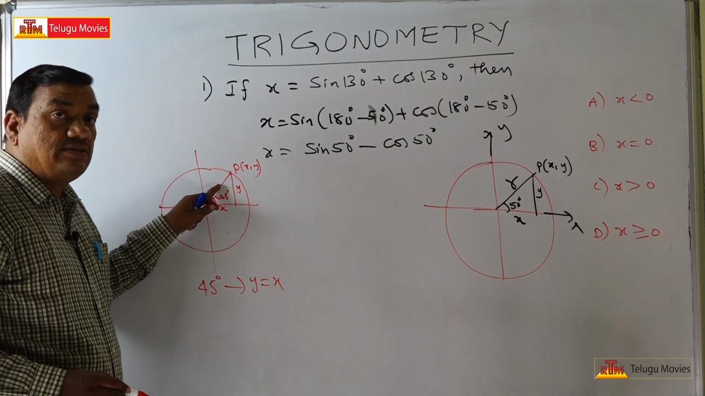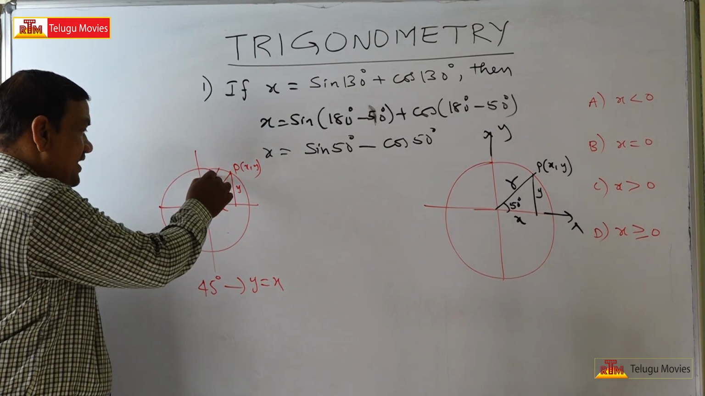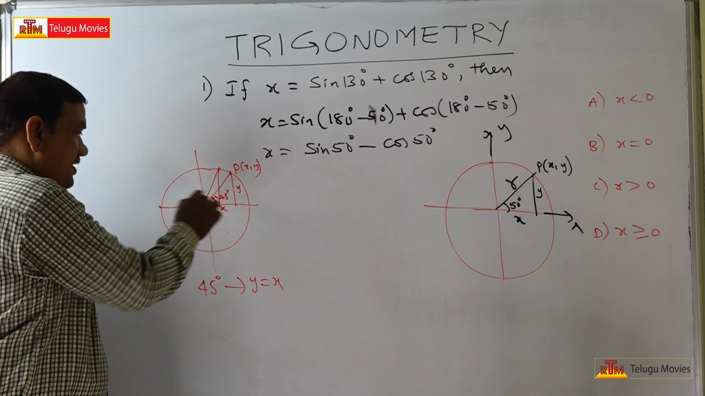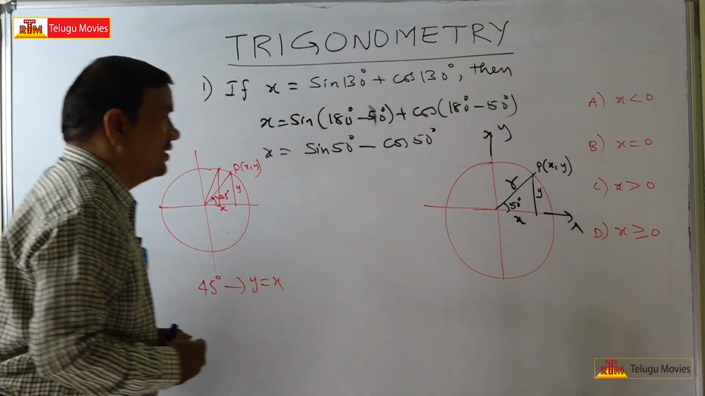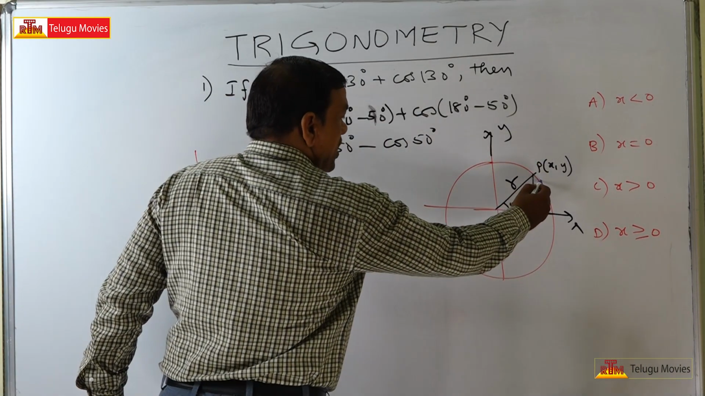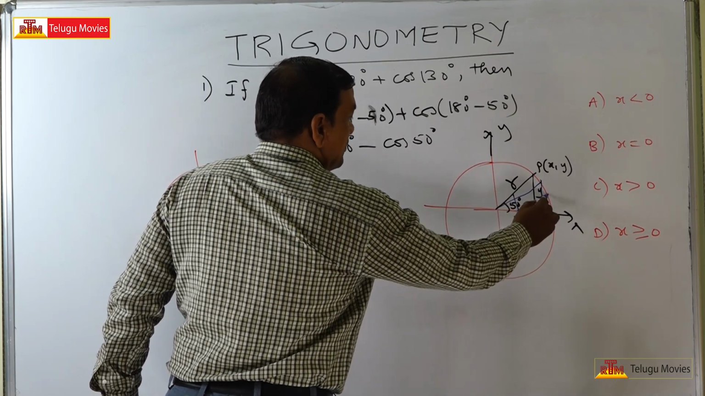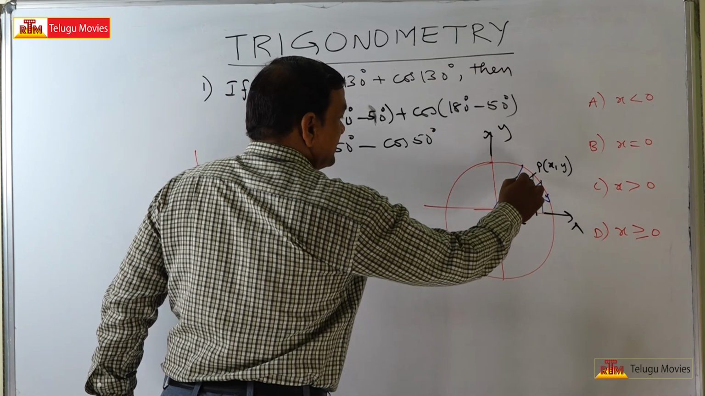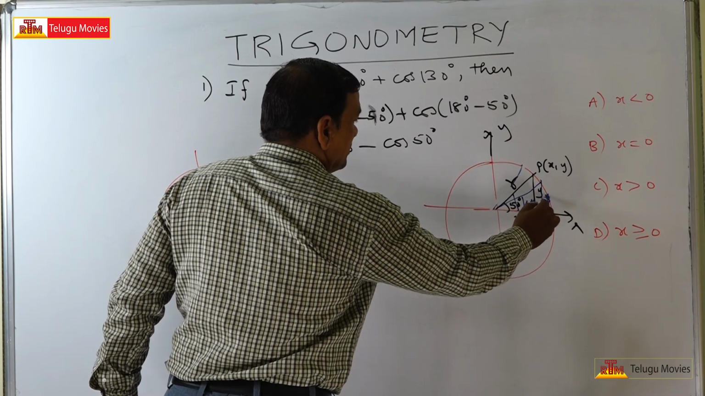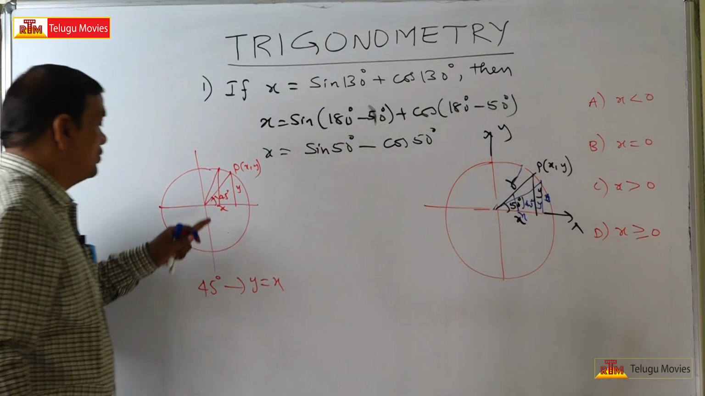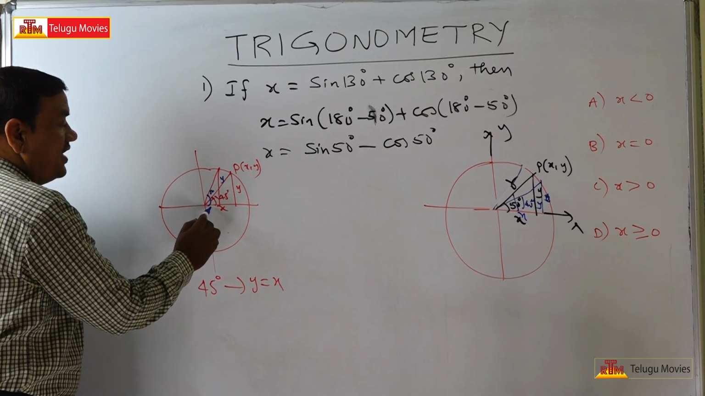Since the angle is increased by 5 degrees, the point comes here. Do you understand this diagram? I will draw it like this. This is 45 degrees, and when it is increased, this is 50 degrees. Here are y and x for 45 degrees, and here are y and x for 50 degrees.